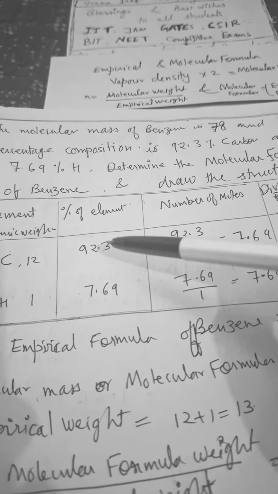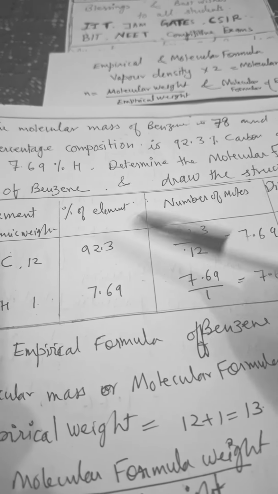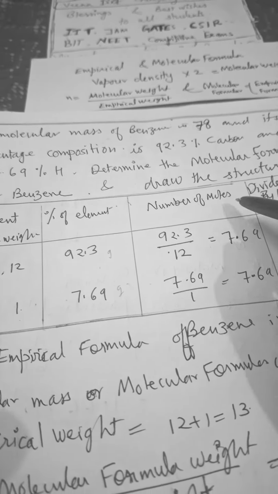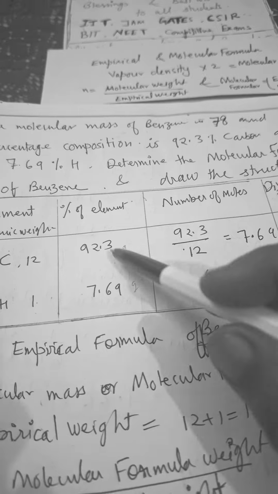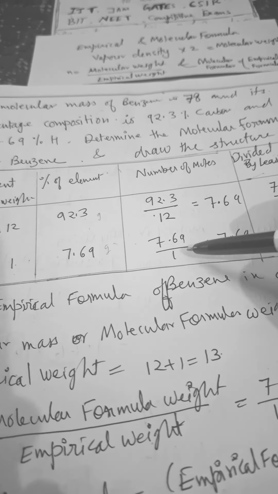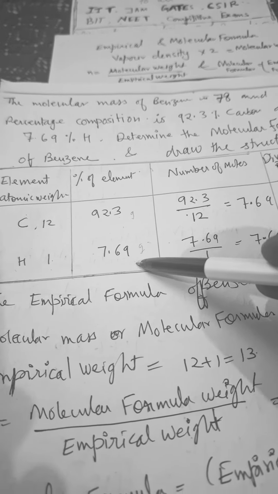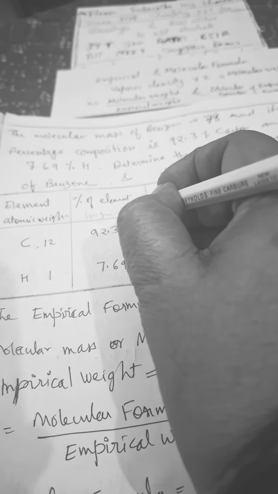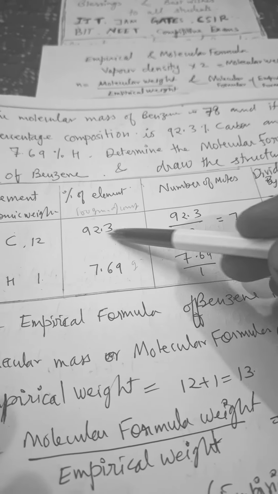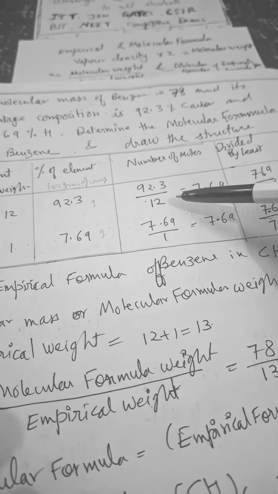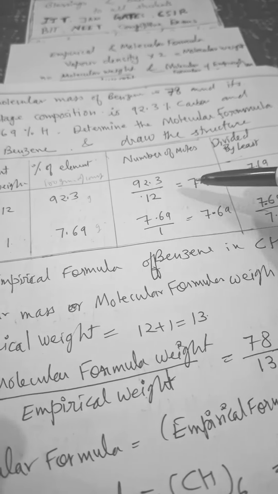These are in grams, and we have to convert them into moles. So given mass divided by atomic mass gives moles. These are grams in 100 gram of the compound: 92.3 gram of carbon is there, and 7.69 gram of hydrogen is there. So we convert both of them into moles.